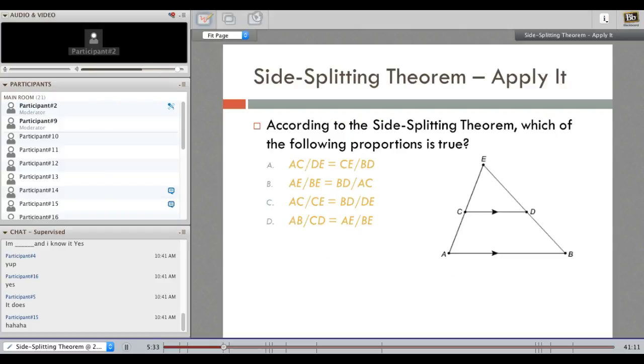Here is a question for you. According to the side-splitting theorem, which of the following proportions is true? Now be careful, because there are two answers that are true here, but this says according to the side-splitting theorem. Okay, so I want you to pick the one that is true according to the side-splitting theorem.